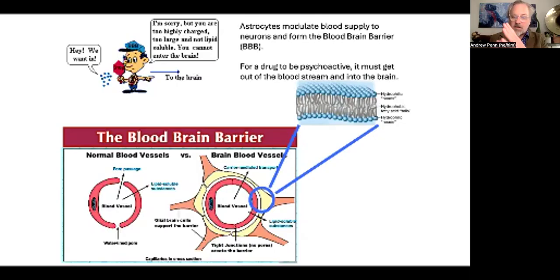Remember, likes like. So lipophilic drugs will cross through that more easily than a hydrophobic or hydrophilic drug, something that's more water-based. Also, molecules that are too large or too highly charged won't be able to get into the brain through the blood-brain barrier. So again, the blood-brain barrier is a clever, evolved adaptation to reduce the effects of poisoning, but it also makes some real challenges for pharmacology.